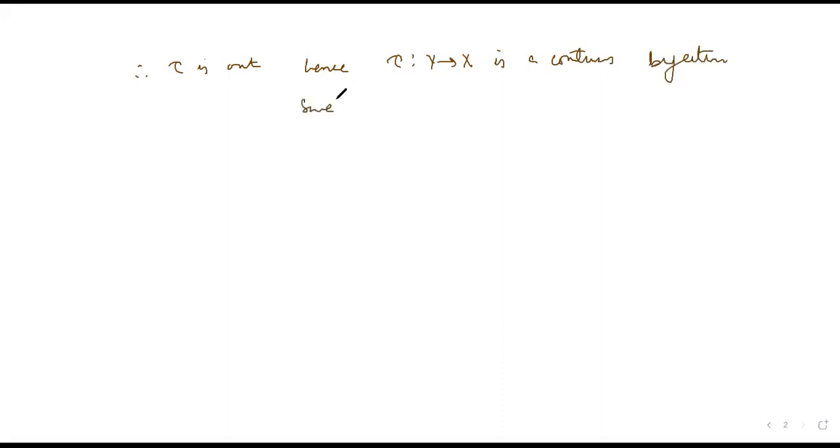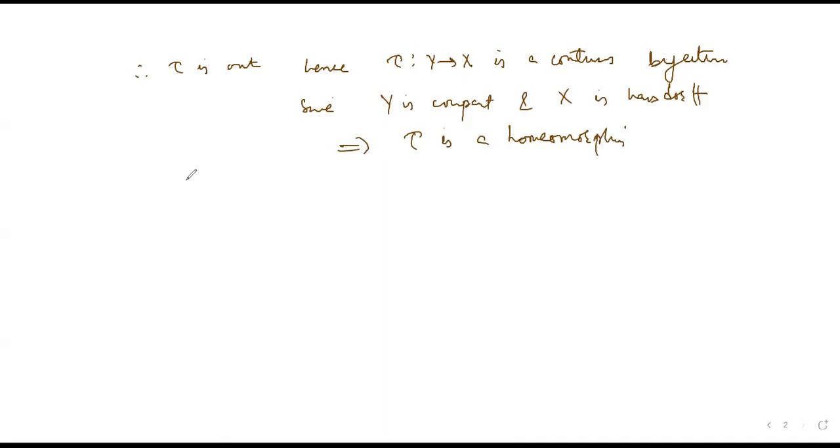Since Y is compact, actually both are compact Hausdorff, but since Y is compact and X is Hausdorff, this would be enough to imply that tau is a homeomorphism. So our work is almost done: we got h, we got continuous tau, so homeomorphism.